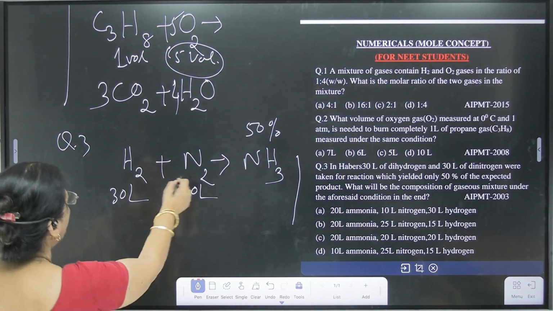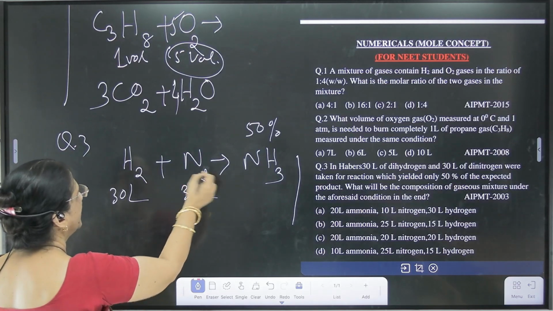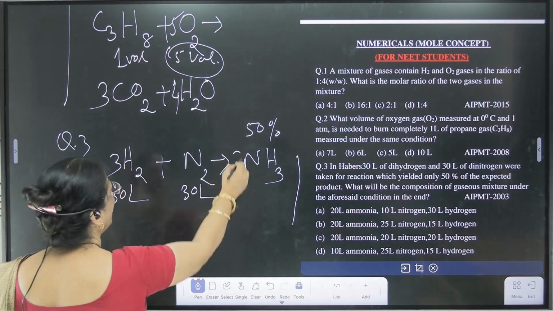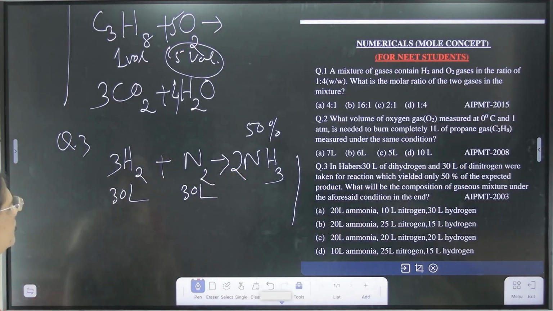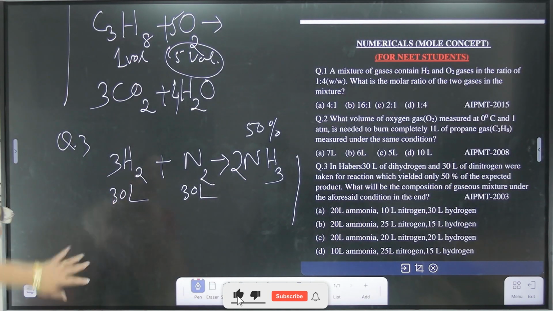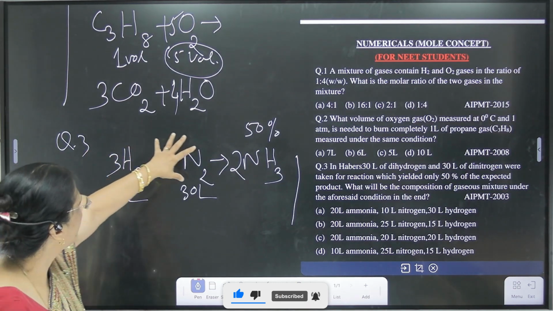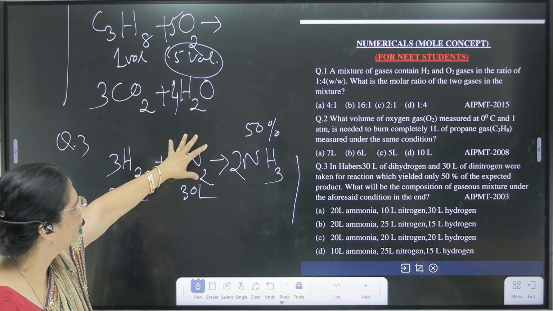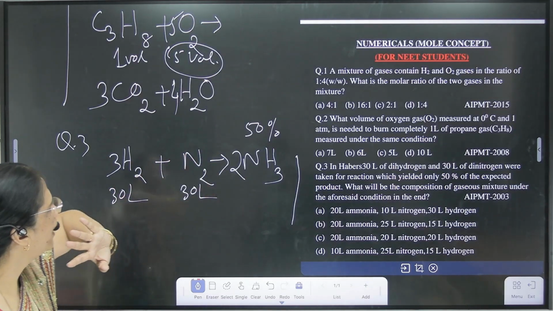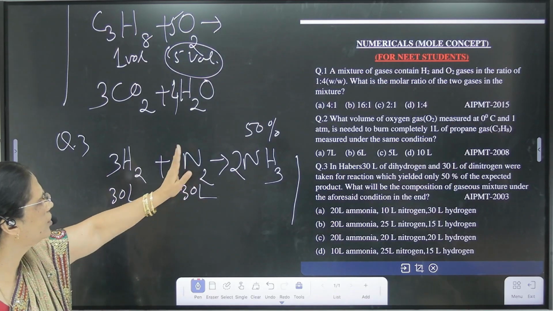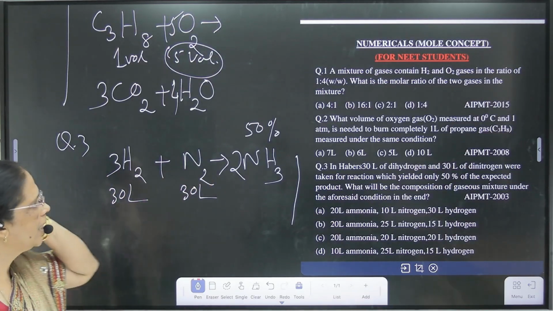It is not balanced. First balance the equation. Nitrogen, here it is equal to 3 hydrogen, 2 ammonia. So now it is balanced. Now here 3 parts of hydrogen react with 1 part of nitrogen by volume to give 2 moles of ammonia. That is, 3 moles of hydrogen react with 1 mole of nitrogen to give 2 moles of ammonia.